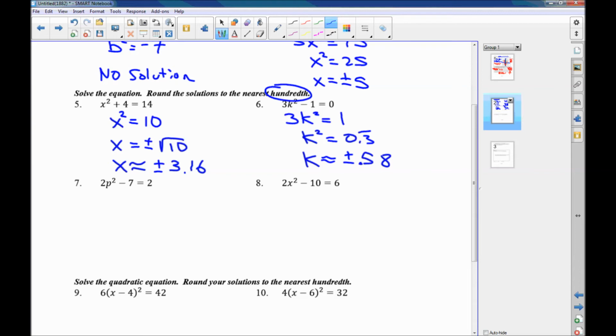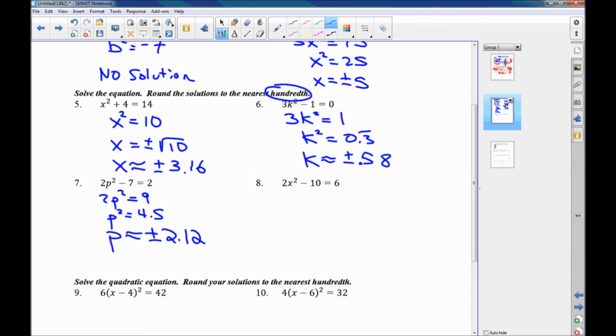Number 7, 2p squared minus 7 equals 2. The first thing I'm going to do is add 7 to both sides. Always do the adding or subtracting part first in a two-step equation. Divide by 2. Now I've isolated the p squared, so I can take the square root of both sides. We'll go ahead and round it, because we're asked to round in our directions here. The square root of 4.5 is 2.12 rounded to the nearest hundredth. So plus or minus 2.12.